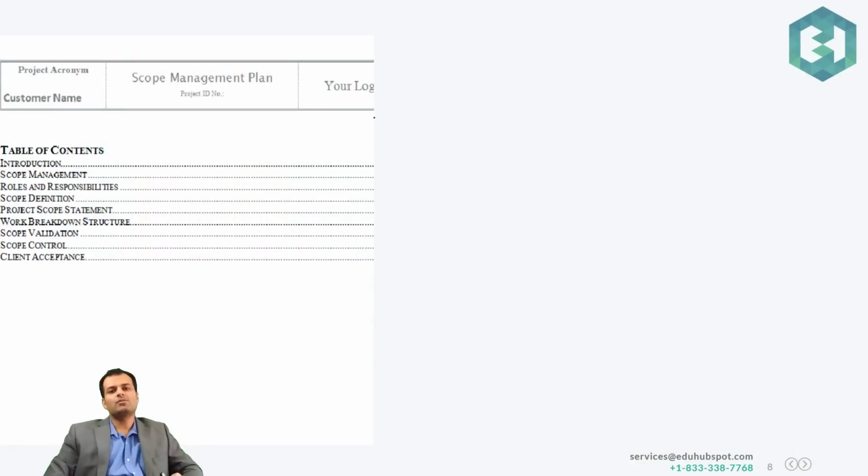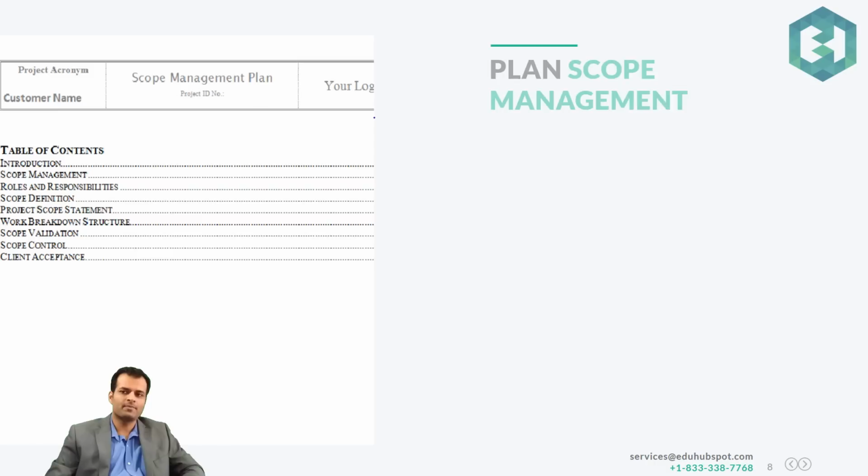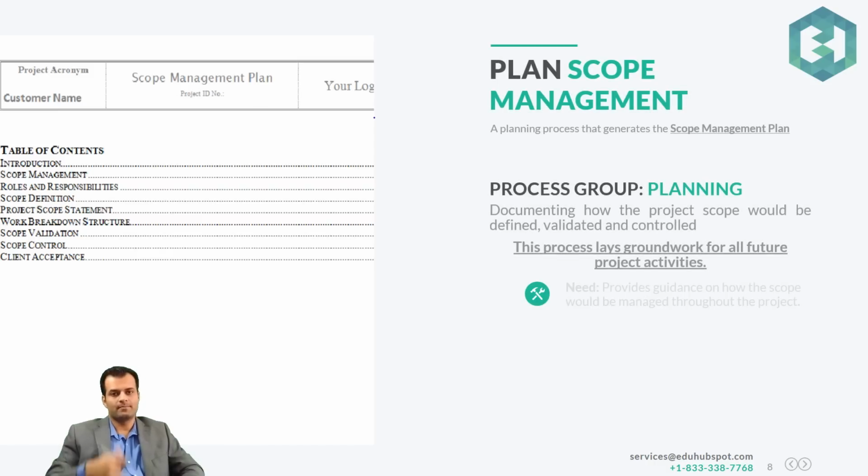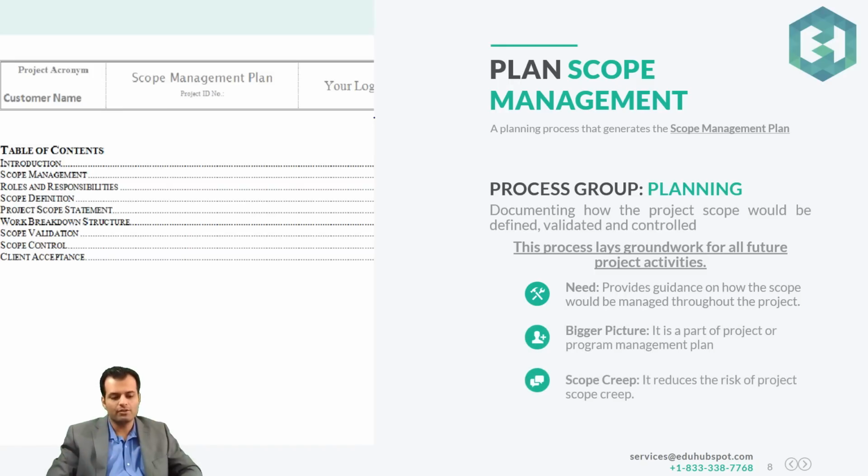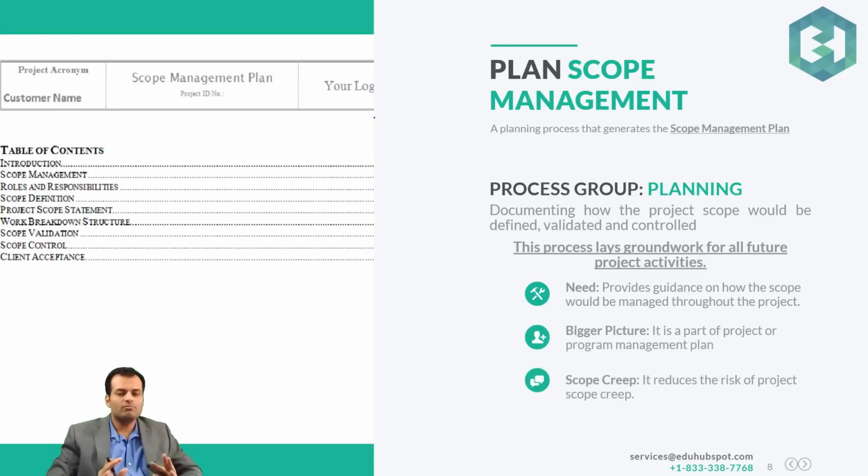So now let's talk about our first process of the scope management knowledge area, which is Plan Scope Management. As discussed in the introduction video for scope management, all the knowledge areas have a plan process. When I talk about the plan process, I'm talking about plan scope management, plan schedule management, plan cost management, plan quality management, plan resource management, plan risk management, procurement, stakeholders, and plan communication. All of these always have a plan process.